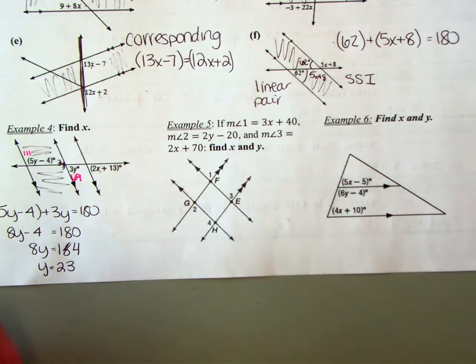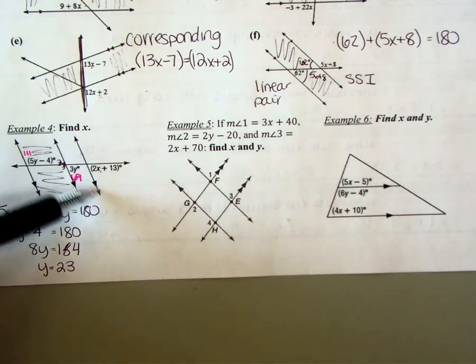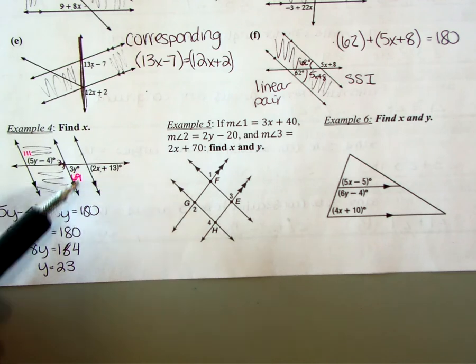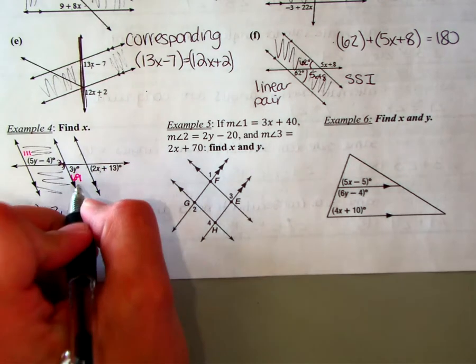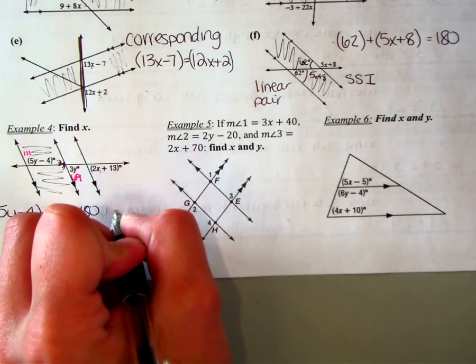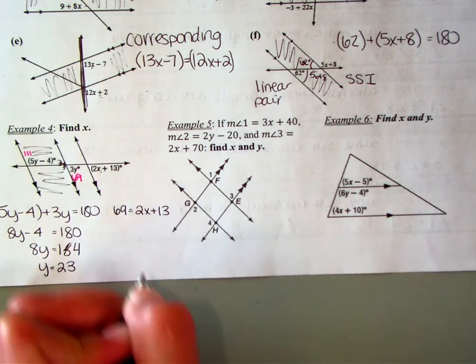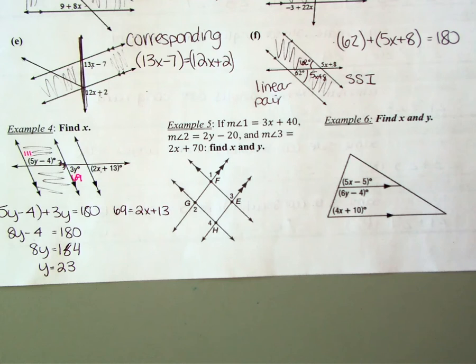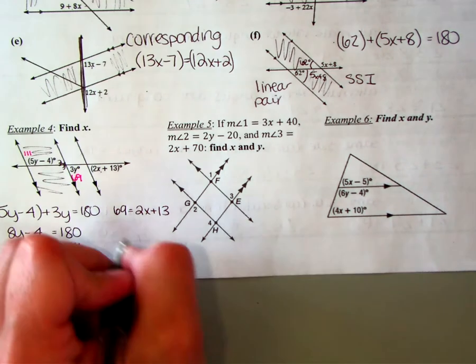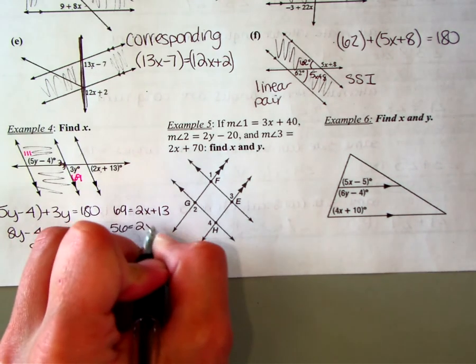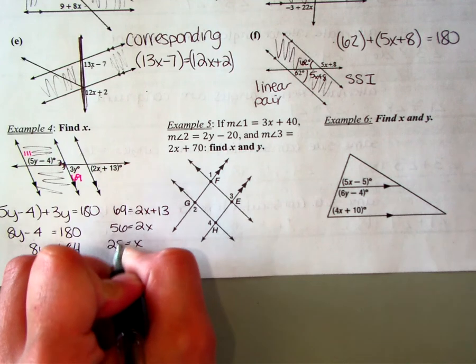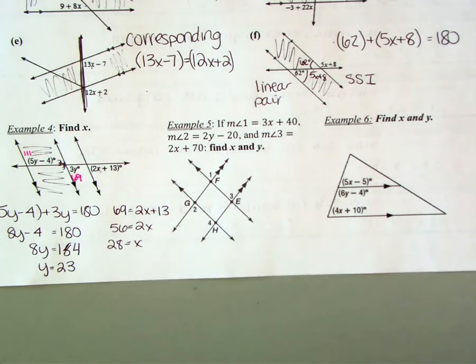And then I now see that with these parallel lines, my 3y or my 69 angle is a corresponding angle to 2x plus 13. So now I can solve for x by setting 69 equal to 2x plus 13. And find that x is 28. And we fully answer the question.